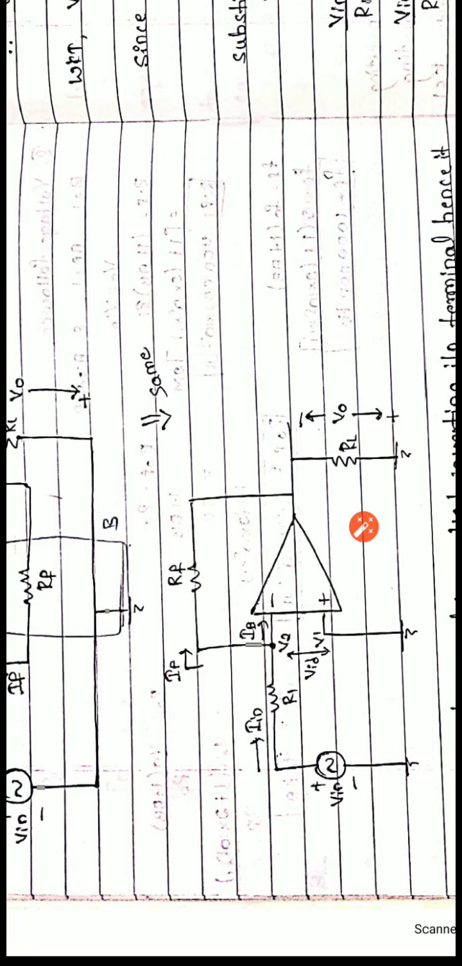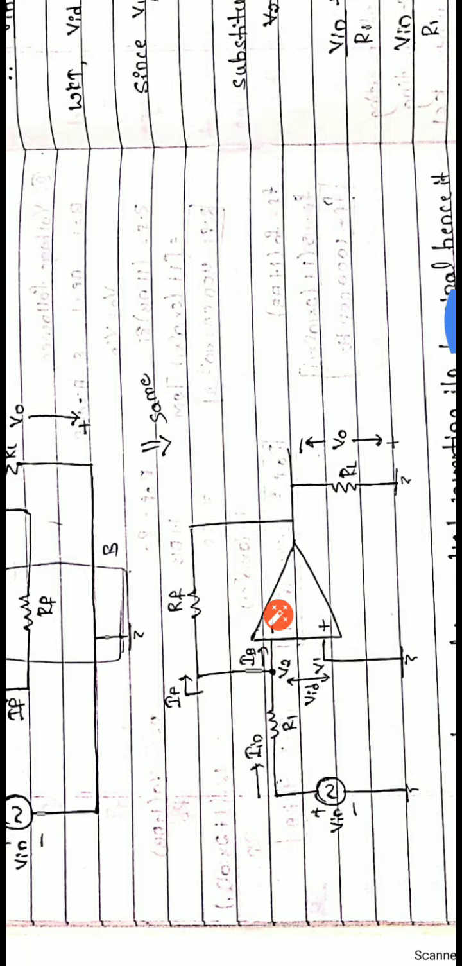Now the current Iin depends on the potential difference between these two, that is, Vin minus V2 divided by R1 is Iin. Similarly, the current If depends on the potential difference between V0 and V2, so we can say that V2 minus V0 divided by RF is If, where Ib is 0 because the input resistance of an op-amp is very high or infinite. Now using all these concepts, we are going to the derivation for closed loop voltage gain.